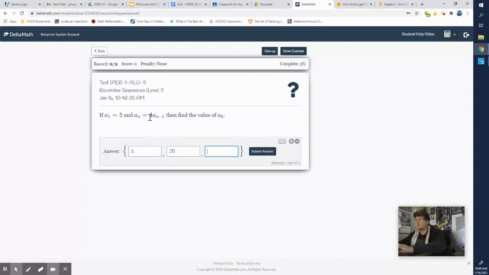5 times 4 makes 20. 20 times 4 makes 80. 80 times 4 makes 320. Ooh, 320 times 4? Oh, I can't do that in my head. Let's use a calculator. I get 1280. That's 1, 2, 3, 4, 5 numbers, but remember, I needed 6. So let's do this one more time. 1280 times 4 gets me 5,120. There's our 6 terms. So now I can get rid of the rest of these by simply erasing. Submit this answer and call it a day.